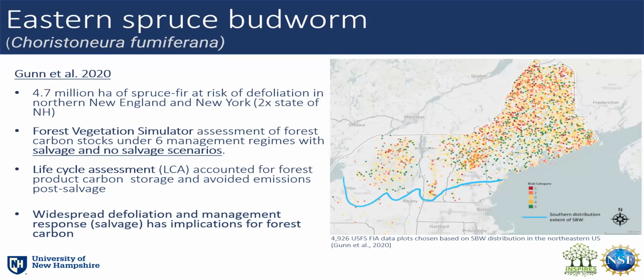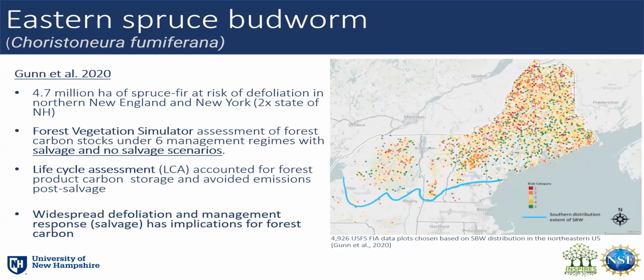For some background information, roughly 4.7 million hectares of spruce-fir forest are at risk of defoliation in the northeastern US from a spruce budworm outbreak. A previous study by Gunn et al. in 2020 used the Forest Vegetation Simulator to look at about 5,000 forest inventory analysis FIA plots in the Northeast to model carbon outcomes 40 years after a spruce budworm outbreak under salvage and no salvage scenarios. They then tracked those carbon stocks into the forest product industry to account for avoided emissions post-salvage.